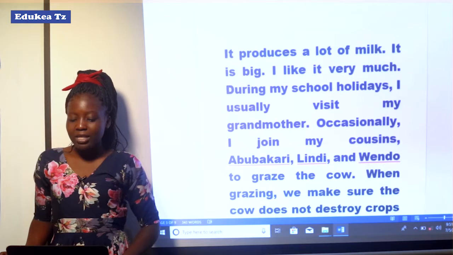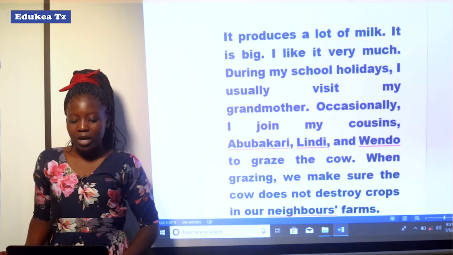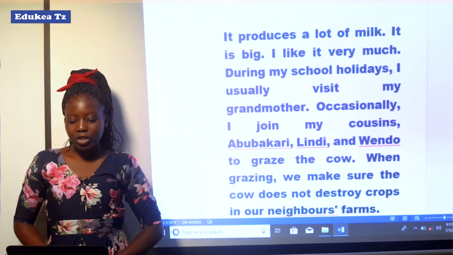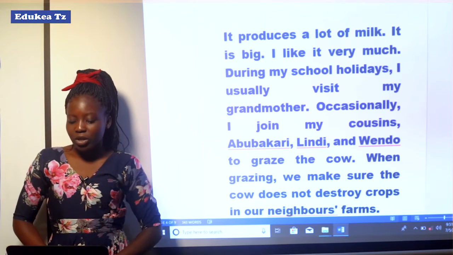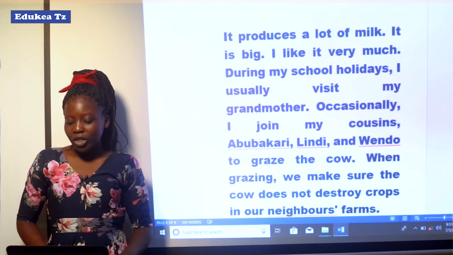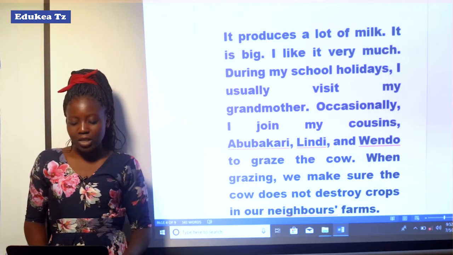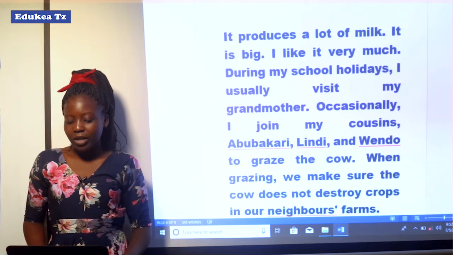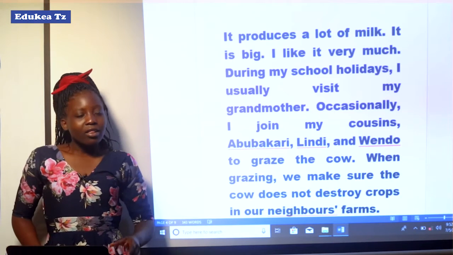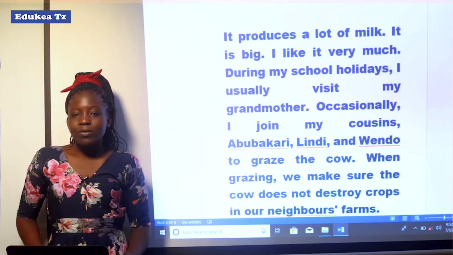It produces a lot of milk. It is big. I like it very much. During my school holidays, I usually visit my grandmother. Occasionally, I join my cousins Abubakar, Lindy, and Wendo to graze the cow.